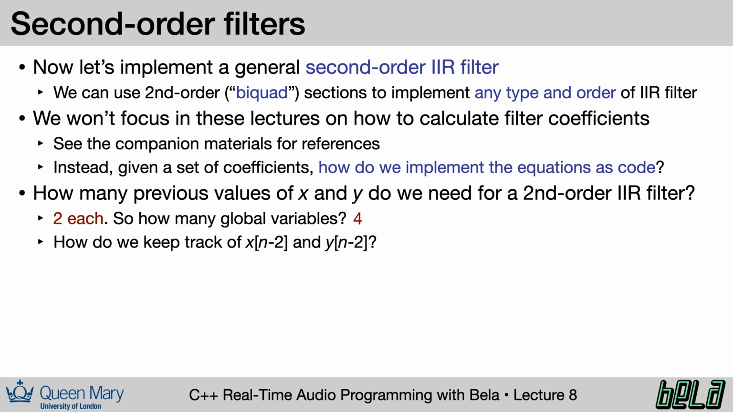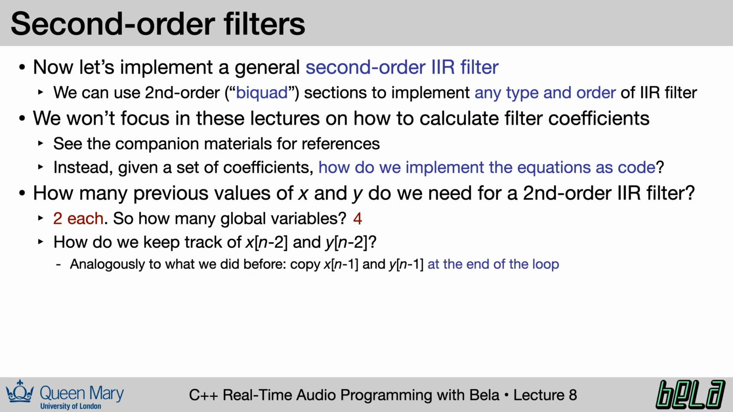How then do we keep track of the samples that are 2 frames old for x and y, x[n-2] and y[n-2]? This is maybe slightly trickier than keeping track of x[n-1] or y[n-1]. What we're going to need to do is have a sort of recursive strategy where we take the sample that used to be x[n-1] and copy it into the variable that holds x[n-2], and similarly with y. And of course, like before, we do this at the end of the loop after we have calculated the output. One particular thing to be careful about here is the order that you move the current samples to the previous ones.